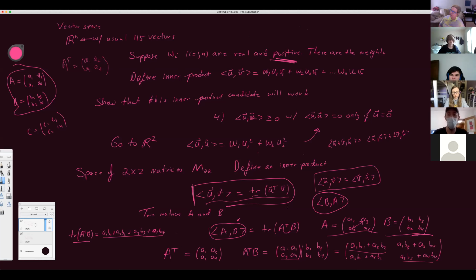Inner products don't have to look like that 115 inner product that y'all know and love. Let's take a look at another one. I'm going to get another layer.